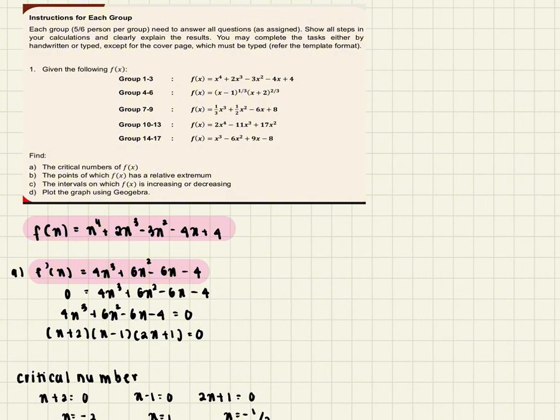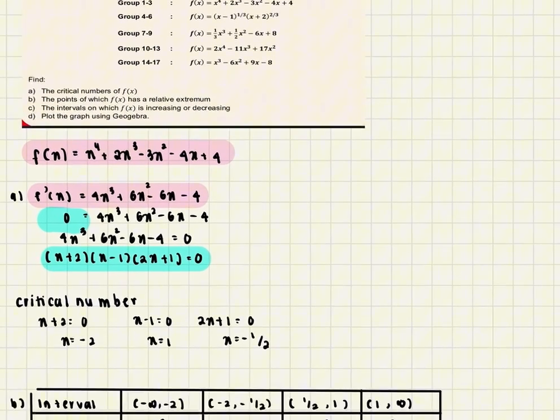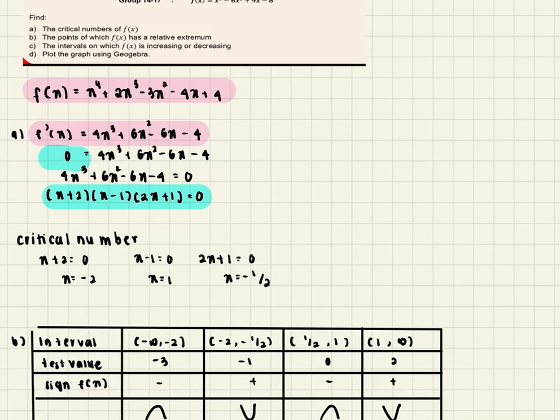To find the critical numbers, we need to set f'(x) equal to 0. After that, I factorize the equation to solve it. Therefore, the critical numbers are x equal to -2, -1/2, and x equal to 1.